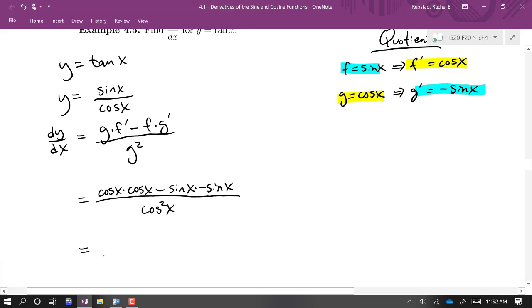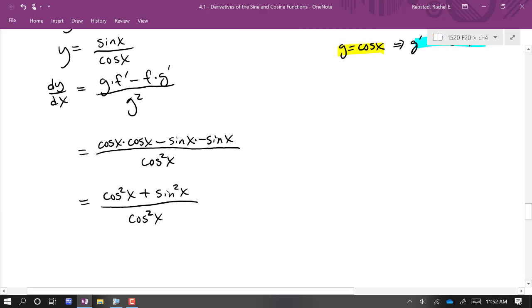Alright, let's clean this up a little bit. Cosine x times cosine x, that's cosine squared x. We're subtracting a negative product, so it'll be a plus sine squared x all over cosine squared x. We are all, of course, resisting the temptation to cancel. We all know that we're not allowed to cancel over addition, so those cosine squareds do not cancel.